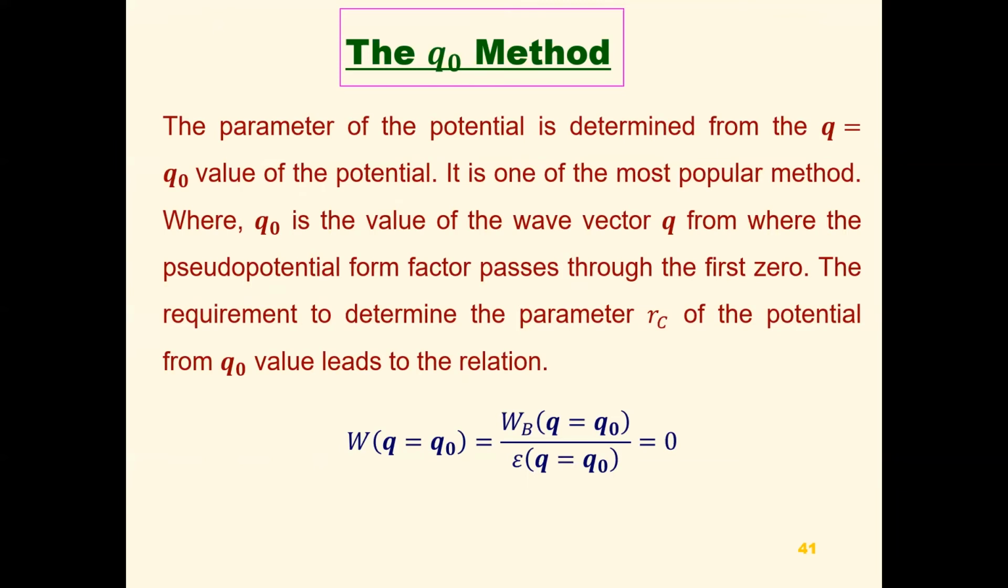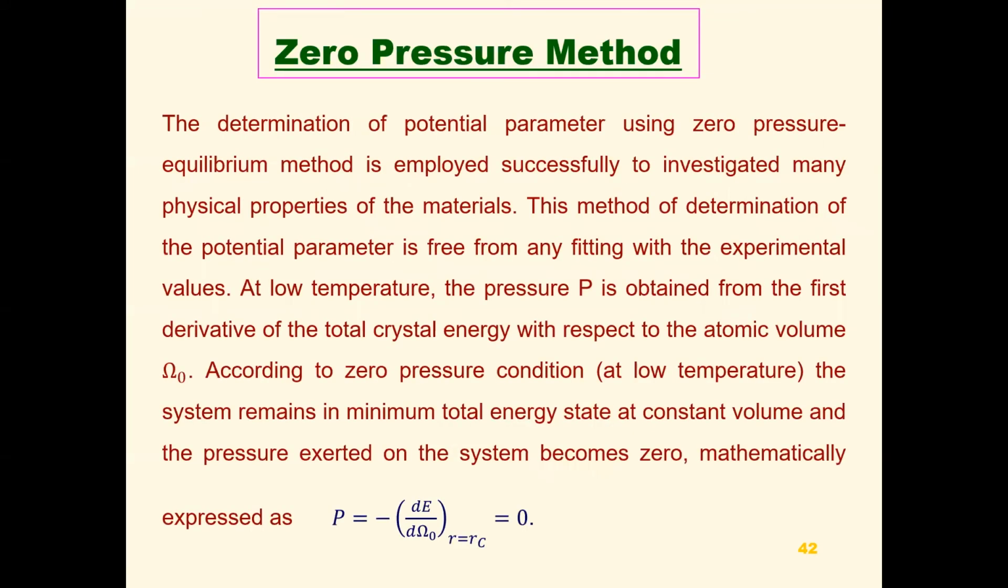Here Q0 is the value of the wave vector Q from where the pseudopotential form factor passes through the first zero. So the requirement is to determine the parameter RC of the potential by using the Q0 value, which leads to the following equation: W(Q = Q0) = 0. It gives the value of Q0. The second method is the zero pressure method.